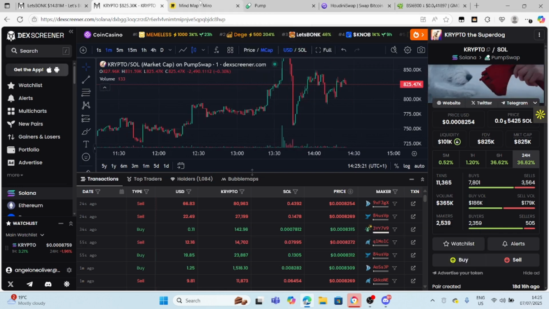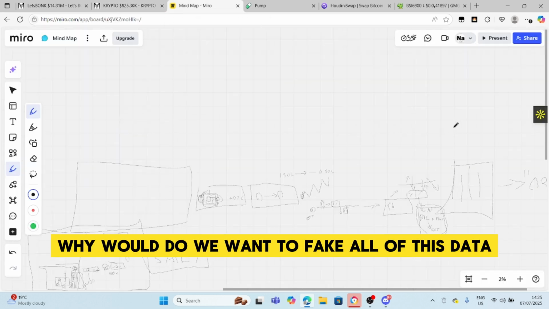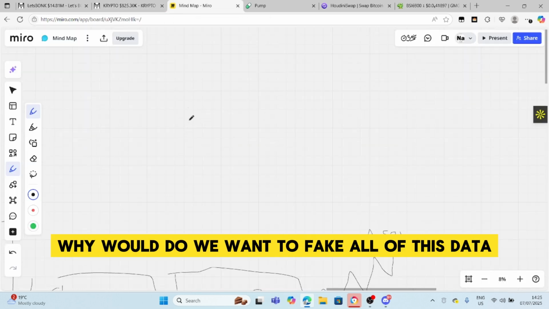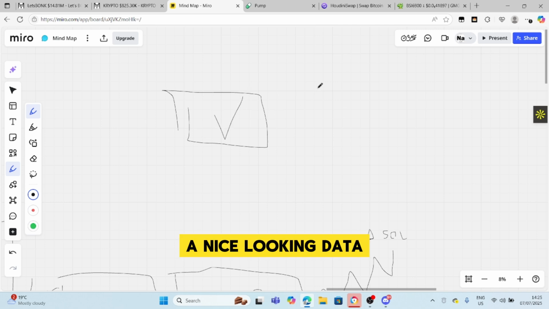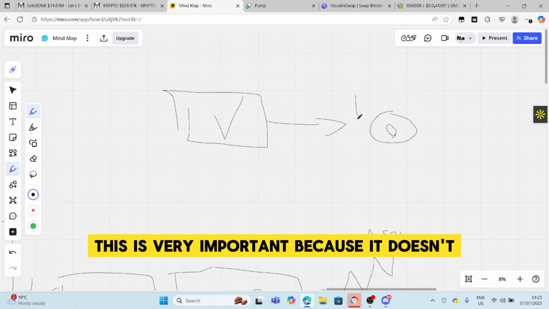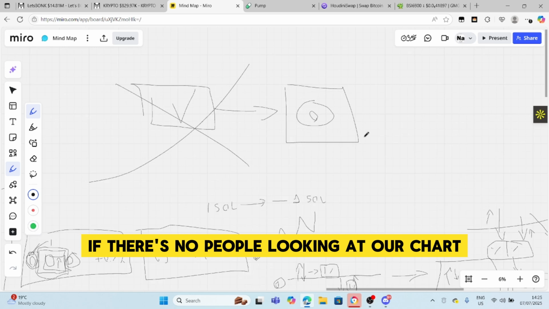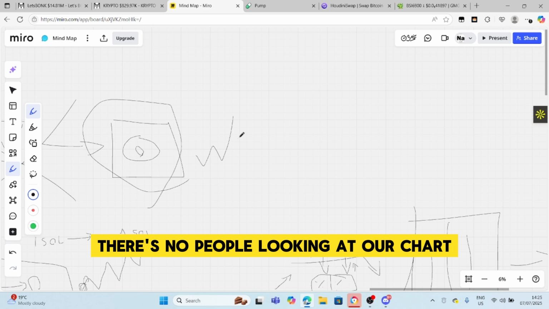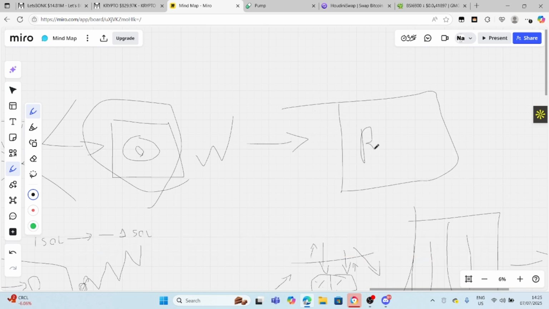And yes, why do we want to fake all of this data? Because now the meta is not only about having nice looking data, it's also about getting the eyeballs. This is very important because it doesn't matter if there are no people looking at our chart. So we need to talk about black hat marketing.